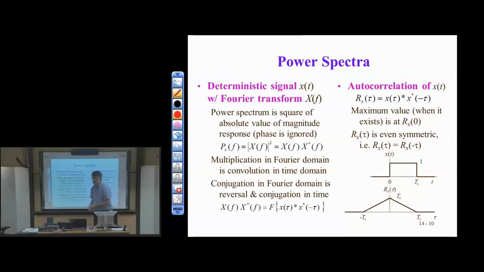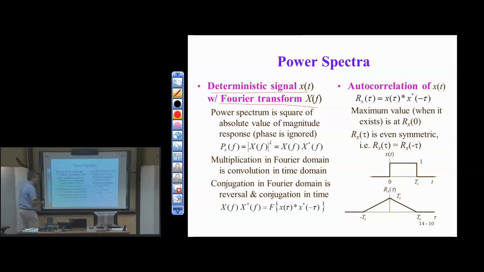All right, now let's take a tangent for a couple of slides on power spectra and autocorrelation, and we'll come back to applying it to the SNR formula. So for power spectra, we have a pretty good idea how to do that for deterministic signals. We've been doing it, I think, since homework 1, early in the semester. So if we have a deterministic signal x of t, and it's got a Fourier transform capital X of f, and the same thing would hold in discrete time. The power spectrum is the square of the absolute value of the magnitude response. We're going to ignore the phase.